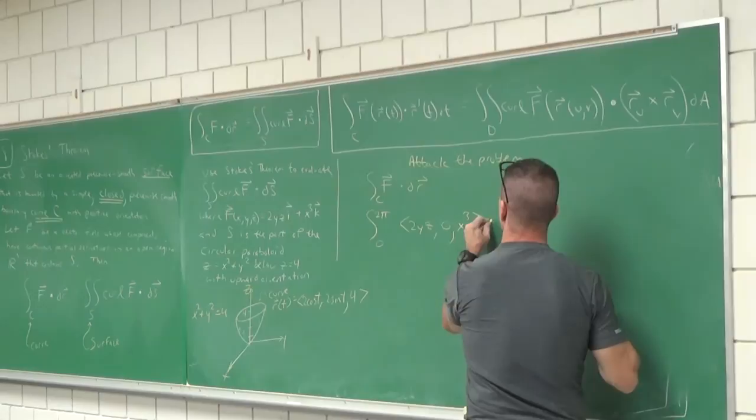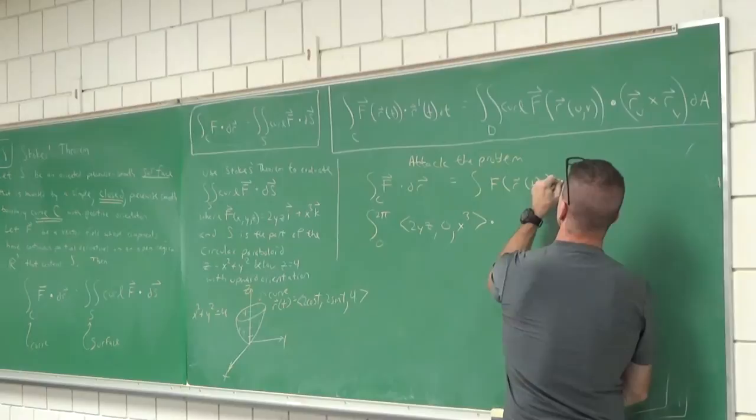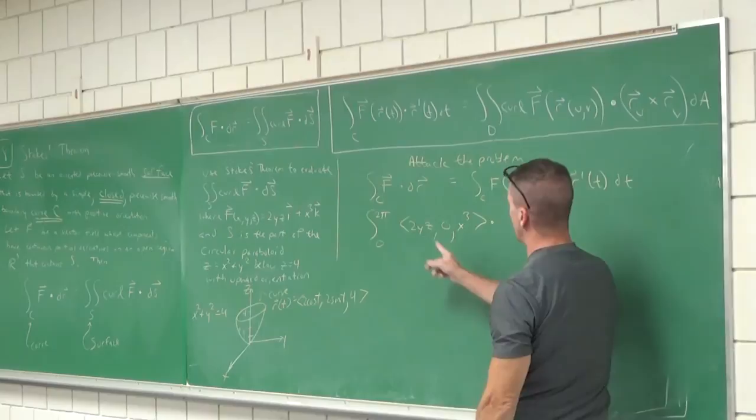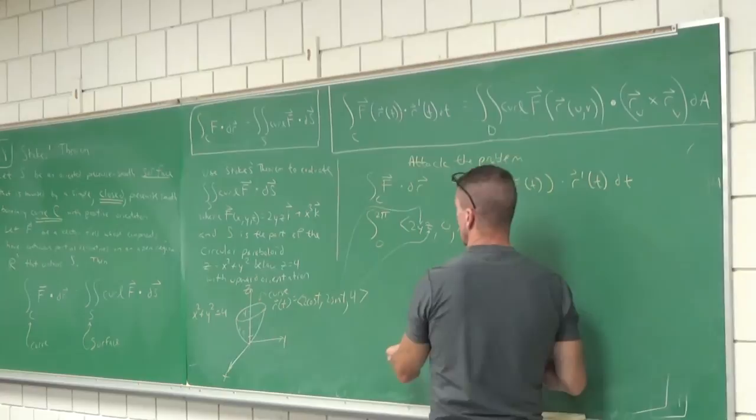What goes here? When I have to do F composed of r of t dot r prime of t dt and go from 0 to 2 pi, that's what I'm going to do. So eventually, what am I going to substitute for this y and z? That's going to go right there. This is going to go right there. What's going to go for the x cubed? That's going to get substituted there. And then we're going to dot what?